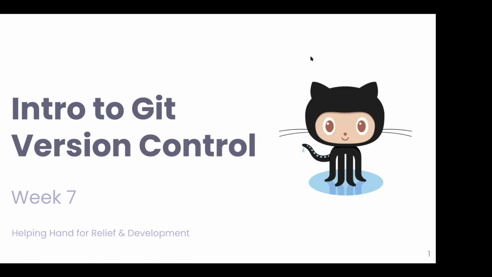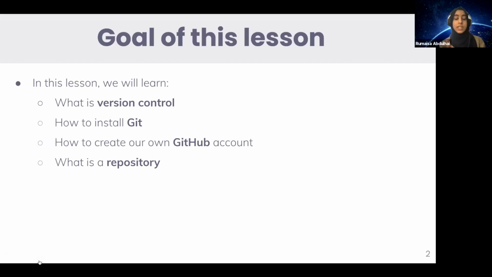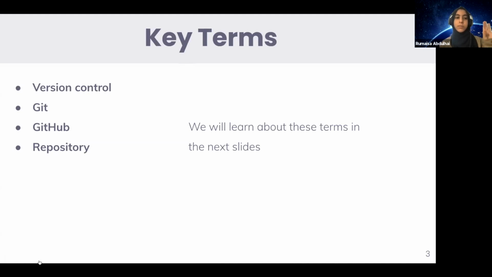Okay. Today we're going to be learning about Git, which is a version control system, and we'll learn more about what a version control system is. So we'll learn about what is version control, first of all, what is Git and how do we install Git. We're going to create our own GitHub account, inshallah. We'll learn more about what that is, and we'll also learn about what is a repository. So just remember, we're going to learn about these four terms: version control, Git, GitHub, and repository.